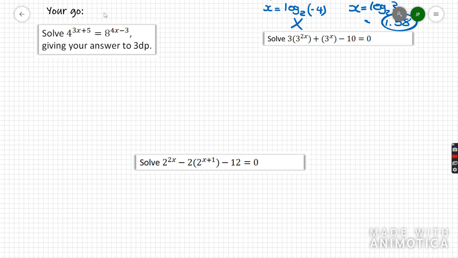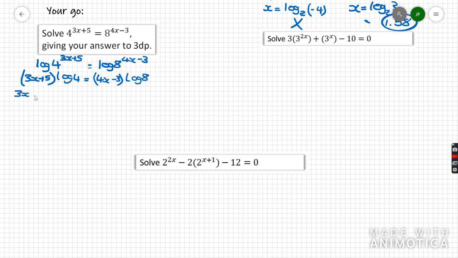This first one. Straight away, once we're in this form, I know I've got to log both sides. Okay, so we'll start off with that. So we'll have log 4 to the power of 3x plus 5 equals log 8 to the 4x minus 3, and bring my powers down. 3x plus 5 lots of log 4 equals 4x minus 3 lots of log 8.